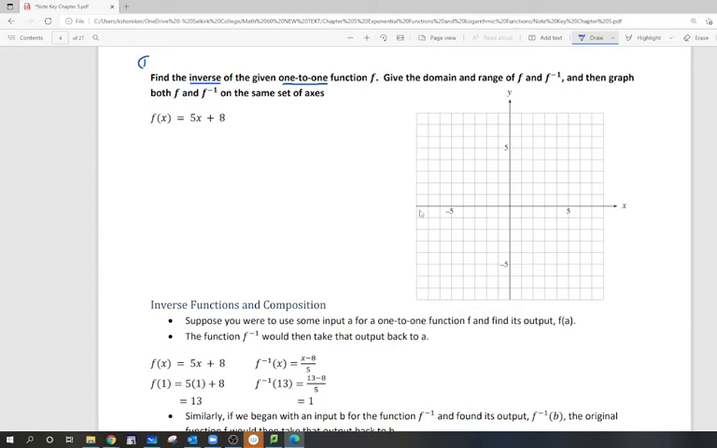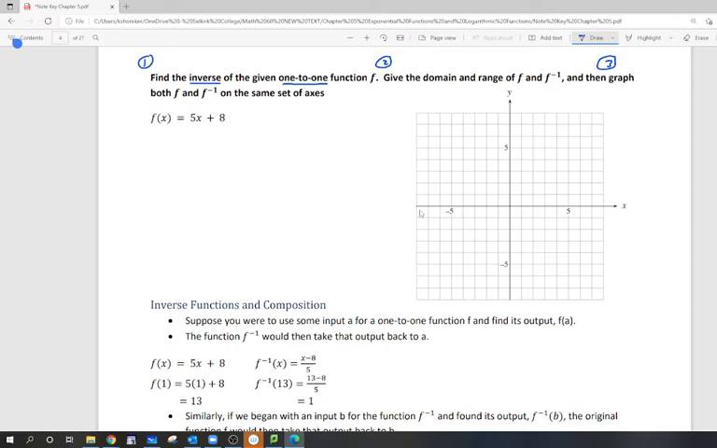So that's the first thing. Second thing, they want you to give the domain and the range of the original function and the inverse function. And then they want you to graph the regular function and the inverse function on the same set of axes. So let's do this in the order they give it, but just know that if you can't do domain and range without the graph, then just graph first. It doesn't really matter. But first thing we're going to do is find the inverse because we've been practicing this.